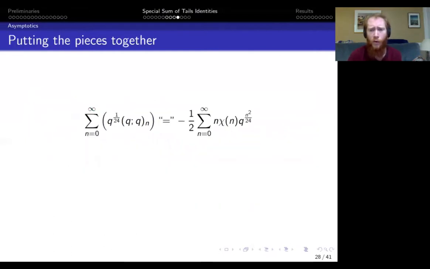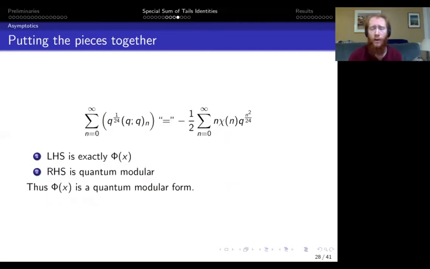So from Zagier's original identity involving a sum of tails, he was able to get this asymptotic statement, which is a lot simpler. But what exactly does this get us? Well, first of all, the left-hand side is exactly the Kontsevich phi function. We don't need to worry about the domain here because we are considering this statement as tau approaches a rational number, which is precisely where phi is defined. On the right-hand side, we have exactly the expression that Zagier showed was quantum modular. So through this asymptotic equality, the Kontsevich phi function inherits the quantum modular properties and is therefore a quantum modular form.